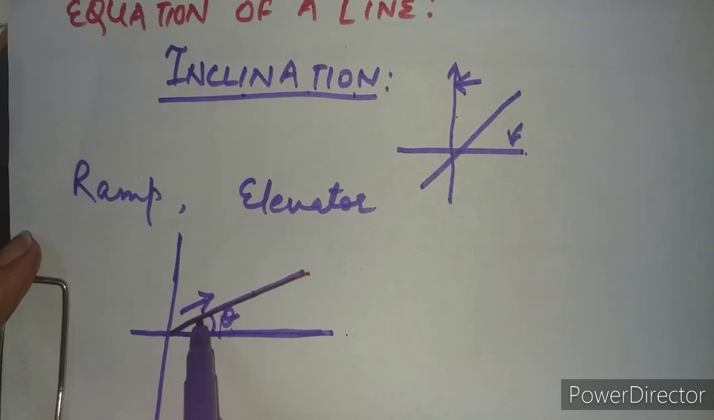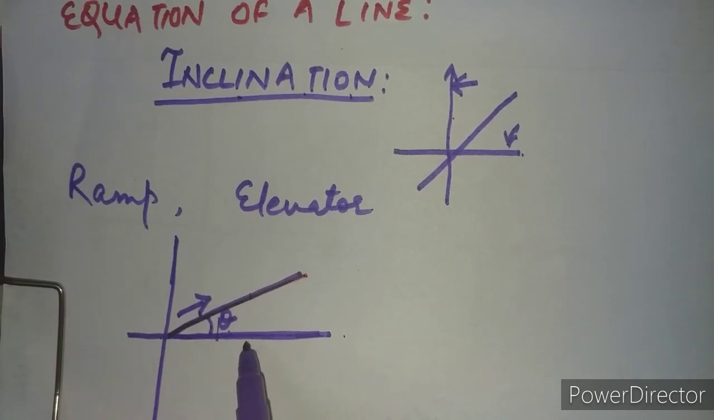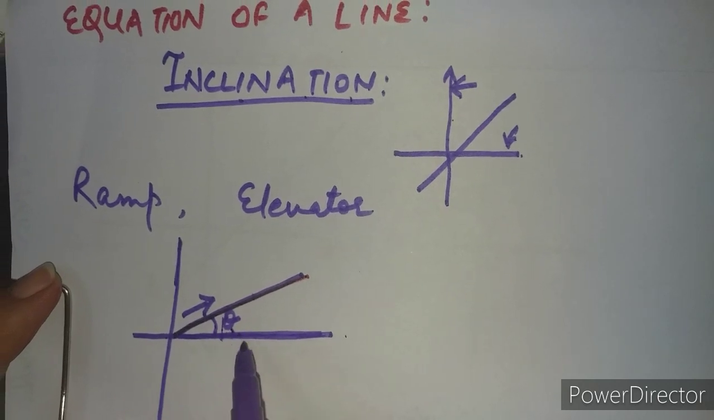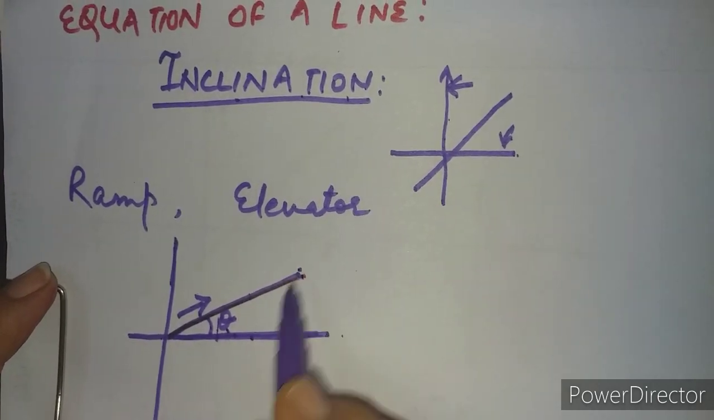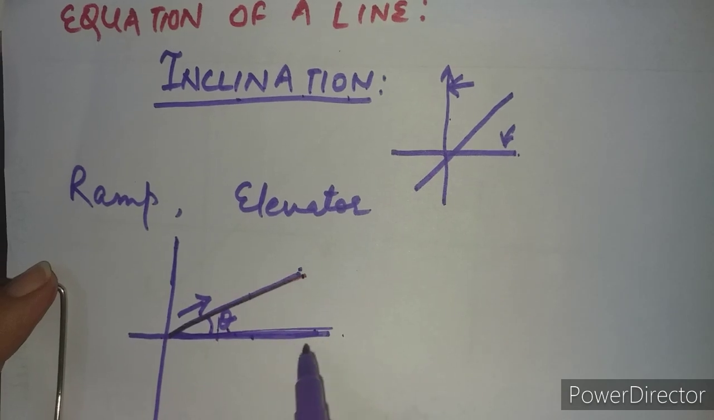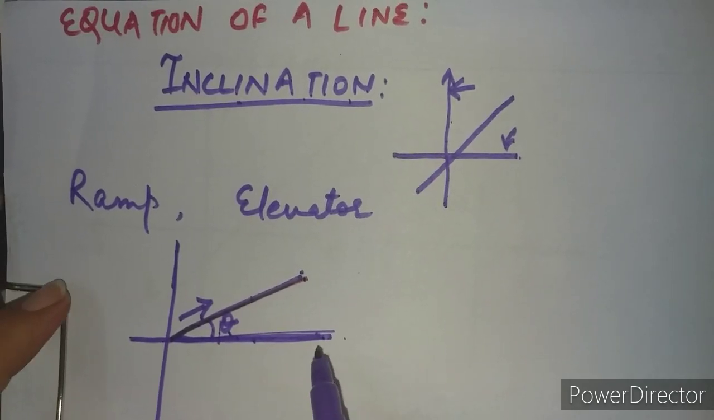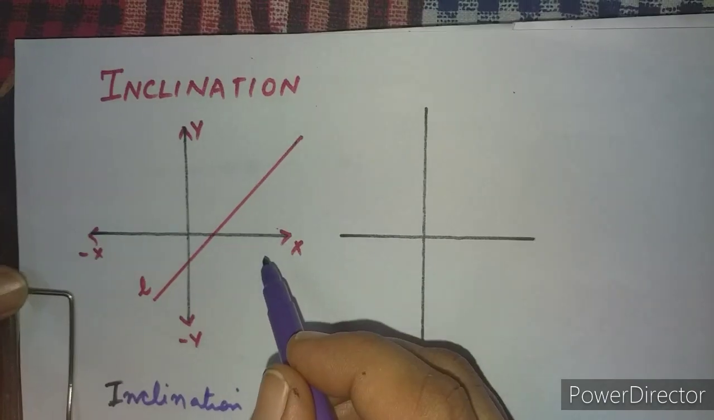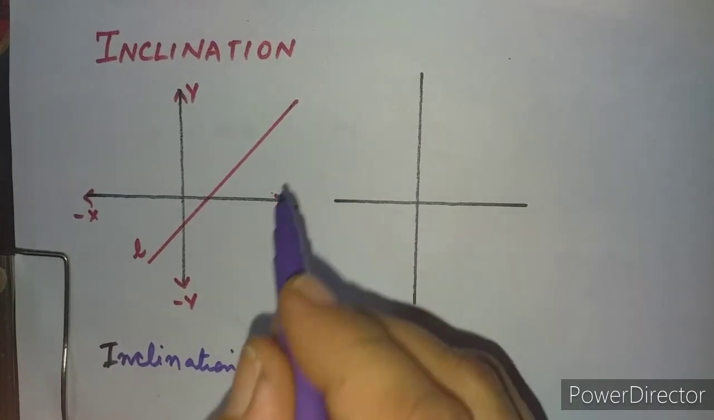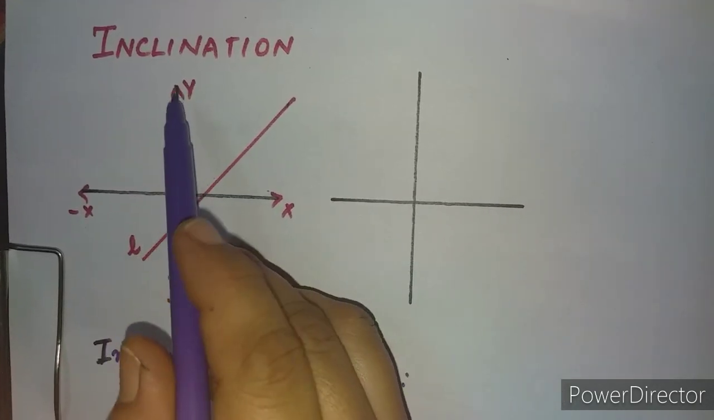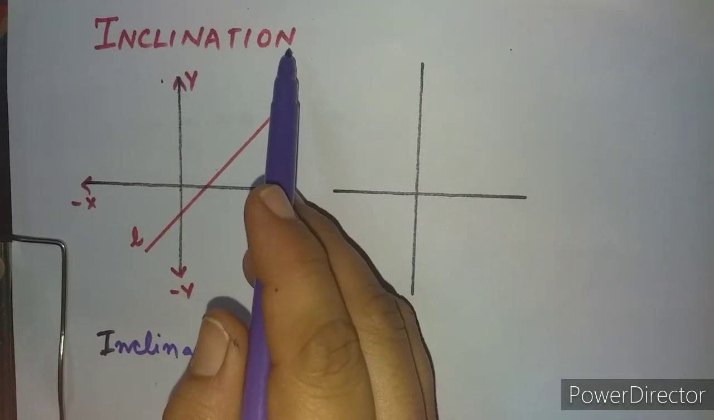So now comes the concept of inclination. Inclination is the angle theta through which our ramp or elevator is inclined to this horizontal line, and here the horizontal line is the ground. Now, by keeping the concept of the ramp and the elevator in mind, let us come to the actual definition of inclination.